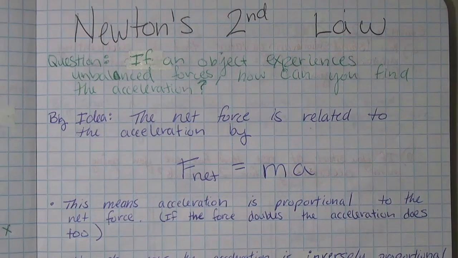So Newton's first law was all about what happens if there are no external forces on an object. So if the net force is zero, remember Newton's first law was an object in motion stays in motion unless acted upon by an outside force. Newton's second law talks about what happens if there is an outside force acting on it.